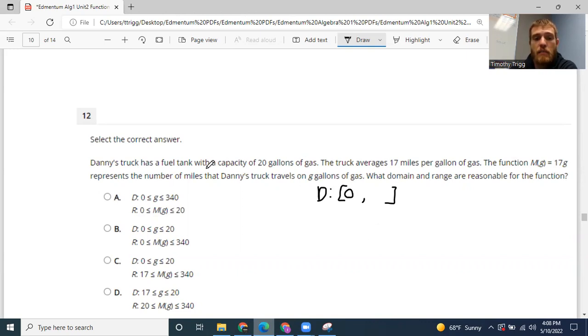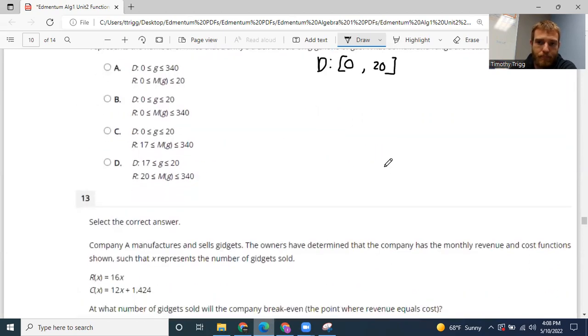What's the largest amount his tank can have? Well, it says his tank's capacity is 20 gallons. So that's the largest amount that it could be. Okay, so that should be your domain. And the range are the resulting outputs if you plug this in.